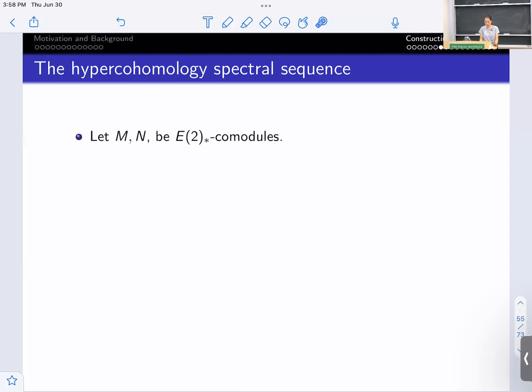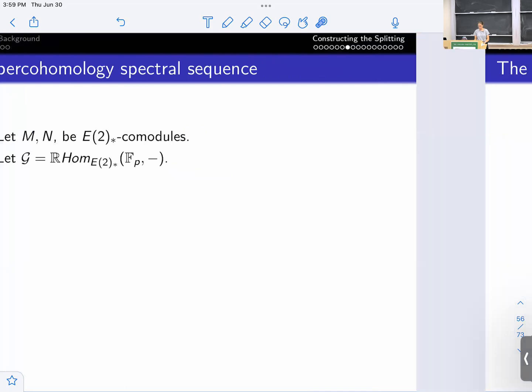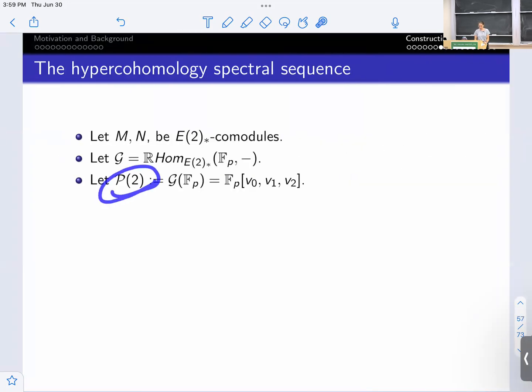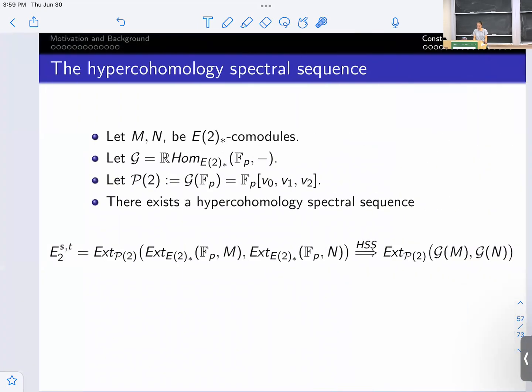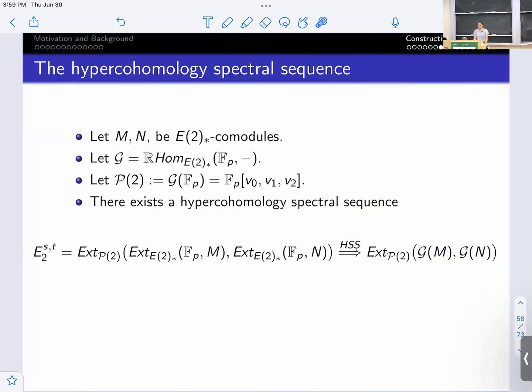The hypercohomology spectral sequence is a classical spectral sequence due to Cartan-Eilenberg. I should say it's actually stated by them in terms of modules, but I'm using an equivalence of categories between E(2) dual comodules and some modules over an exterior algebra. So if we take these two comodules and let G be the right-derived functor on Homs out of E(2) dual, and then let P(2), for polynomial, denote G applied to F_p, that will just be the polynomial algebra on these generators over F_p. Then Cartan and Eilenberg tell us that there's going to be this hypercohomology spectral sequence where we're starting from Ext over P(2), taking Ext of M, Ext of N, and this should converge to Ext over, actually, these derived things of M and N.